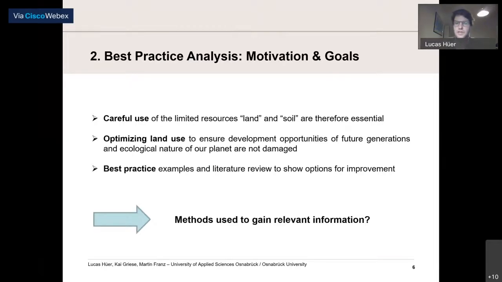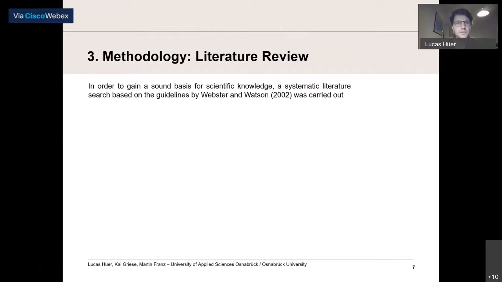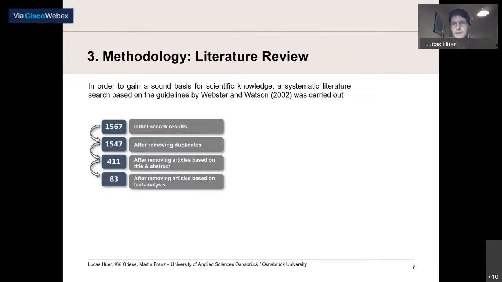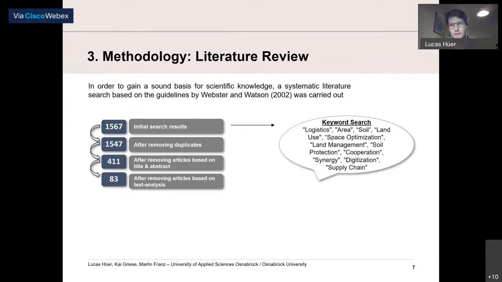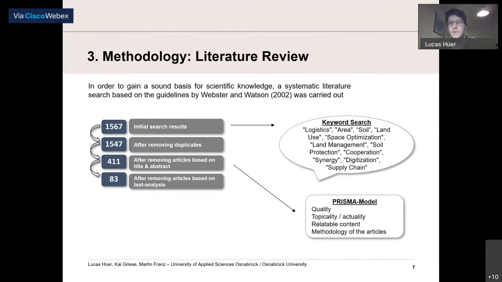So which methods did we use to gain this relevant information? I will do this very shortly. It's Webster and Watson. They created a guideline on how to efficiently get all the data that you need from literature. Initially, we found more than 1,500 sources due to a keyword search, but then by deleting irrelevant data through categories such as quality or methodology, we in the end ended with 83 articles that are relevant for the search and that we then used to gain information on the field.